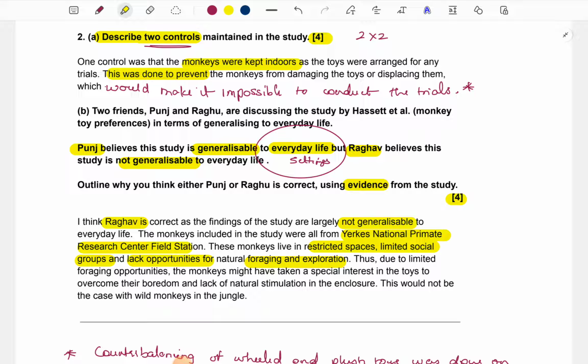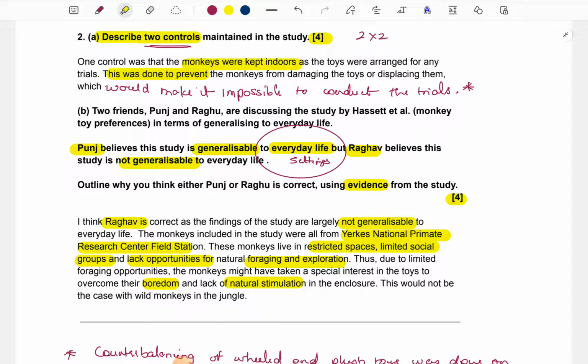That makes the monkeys bored. The settings are boring. There is absence of natural stimulation. So I'm going on describing the setting, because in everyday life questions, settings are relevant. So I'm going on describing that, and okay, now that I've said that, I need to explain further. So what, or why does this all matter?